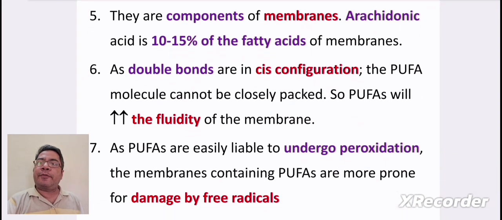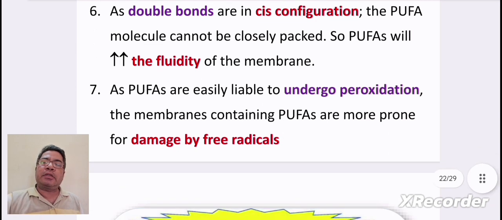They are components of membranes. Arachidonic acid is 10 to 15% of the fatty acids in the membranes. As the double bonds are in cis configuration, the PUFA molecule cannot be closely packed. So PUFAs will increase the fluidity of the membrane. The PUFAs are easily liable to undergo peroxidation, so the membranes containing PUFAs are more prone to damage by free radicals.